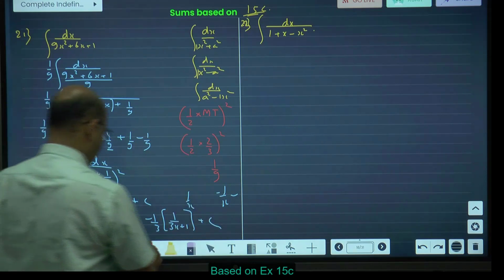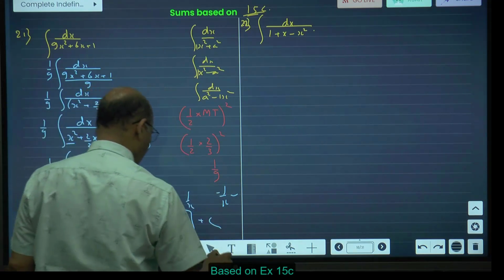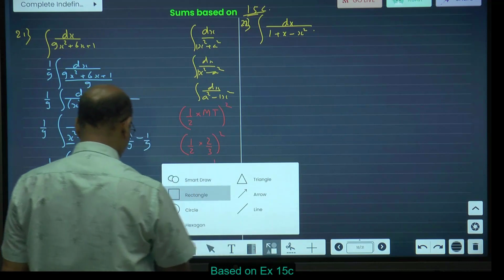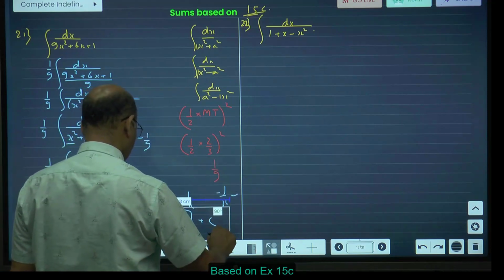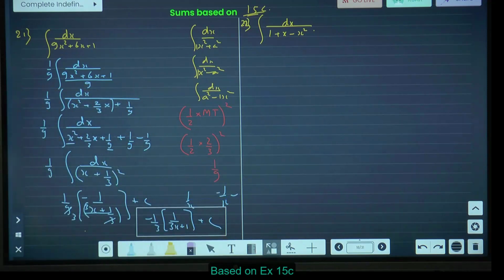So this is my working here, okay? Keep that in mind. So this is what exactly the answer will look like. Just have a look at this sum, children.